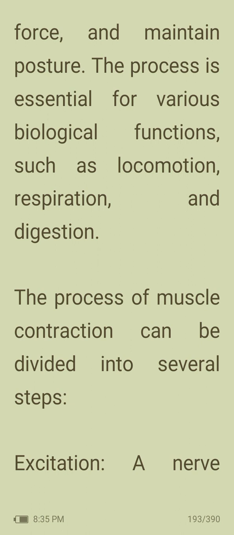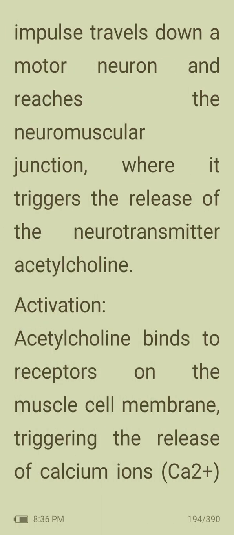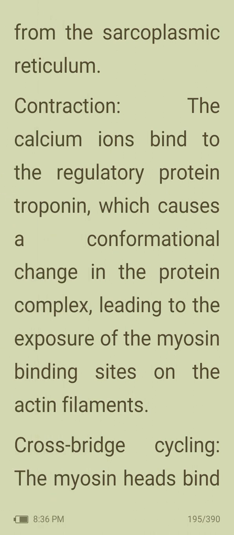The process of muscle contraction can be divided into several steps. Like excitation: a nerve impulse travels down a motor neuron and reaches the neuromuscular junction, where it triggers the release of the neurotransmitter acetylcholine. Then activation: acetylcholine binds to receptors on the muscle cell membrane, triggering the release of calcium ions, Ca2+, from the sarcoplasmic reticulum. Then contraction: the calcium ions bind to the regulatory protein troponin, which causes a conformational change in the protein complex, leading to the exposure of the myosin binding sites on the actin filaments.